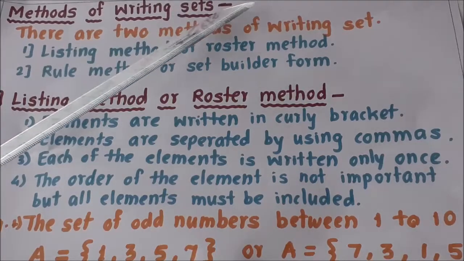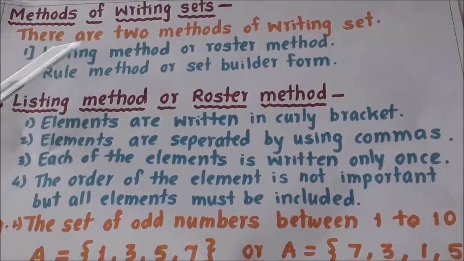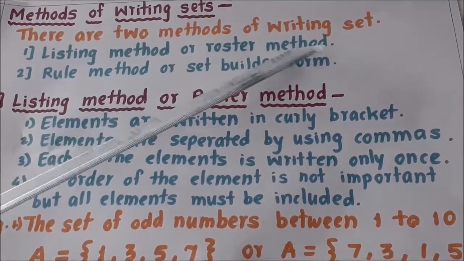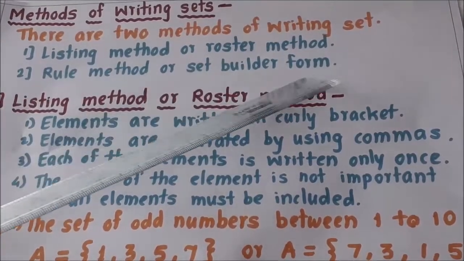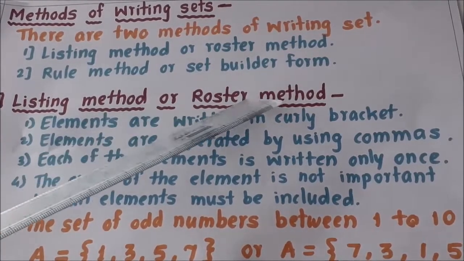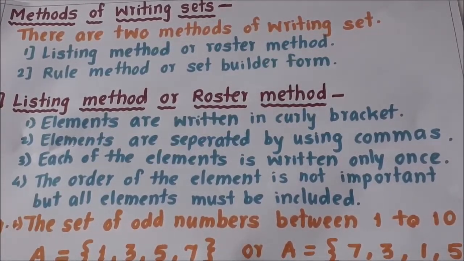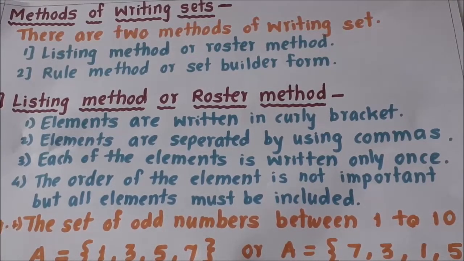Methods of writing sets. There are two methods of writing sets. First one, listing method or roster method, and second one, rule method or set builder method. First we will see about the listing method or roster method. How to write in listing method or roster method form. Now here are the rules regarding the writing method of listing.